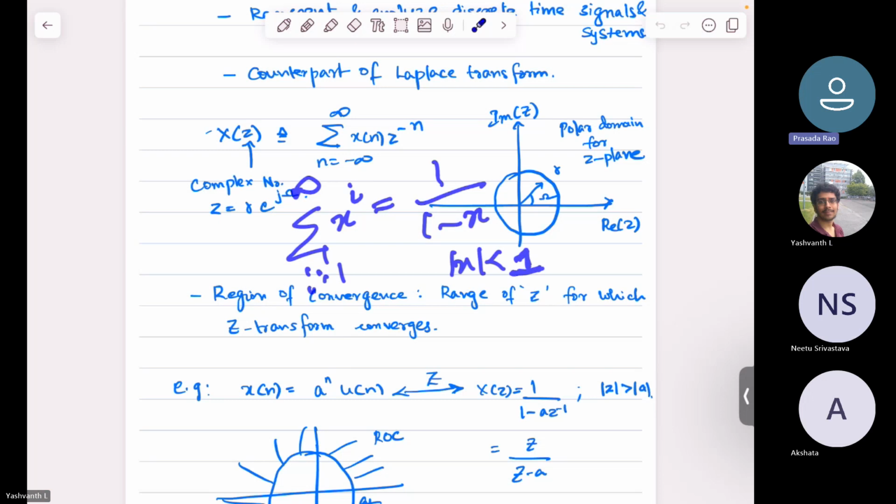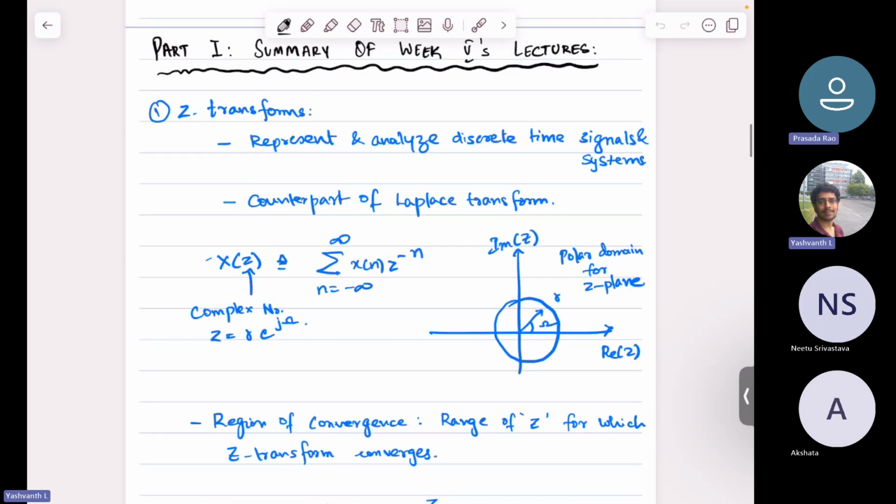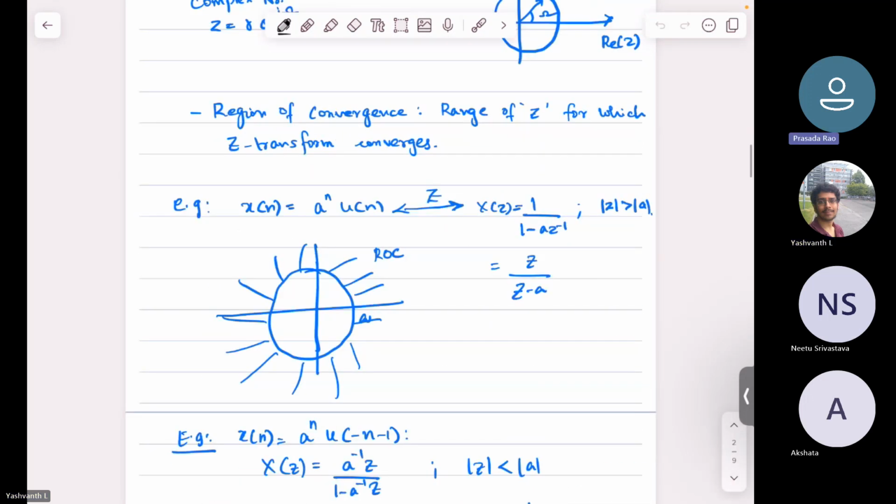I have a doubt. How do we get the region of convergence, not the z by z minus a, sir? So we are basically using this fact. Okay, sir, I got the geometrical progression formula. So then how do we get that region of convergence as modulus of z greater than modulus of a?